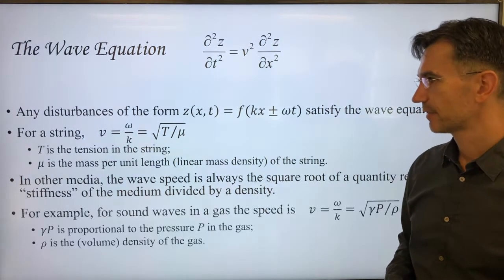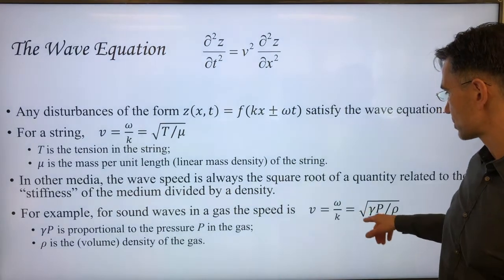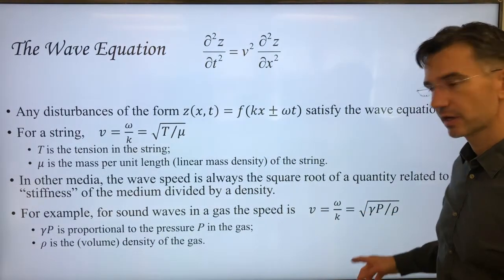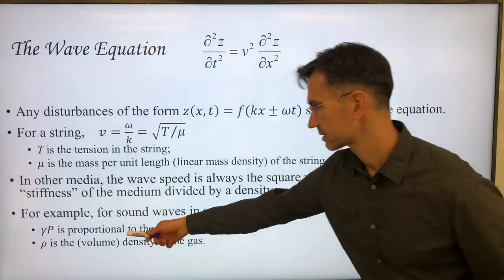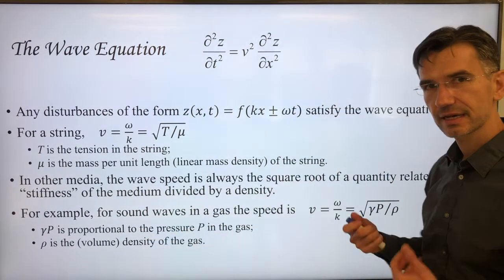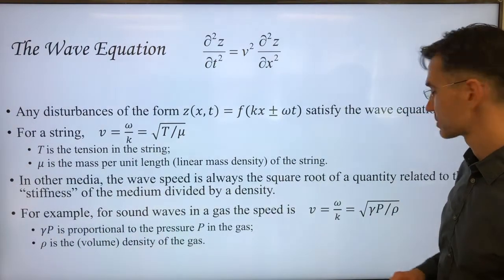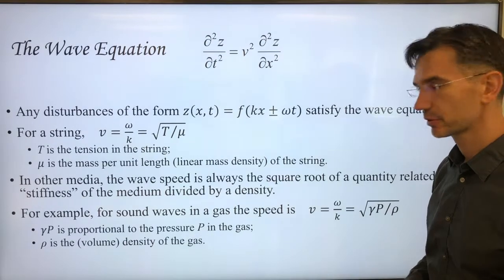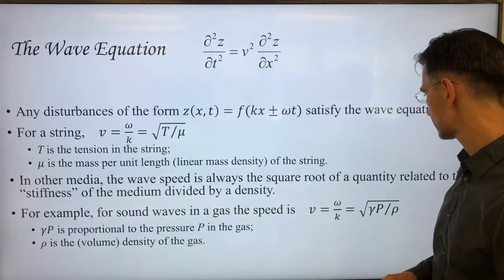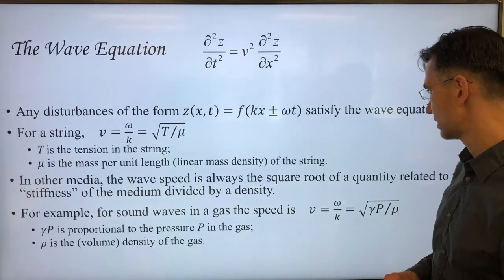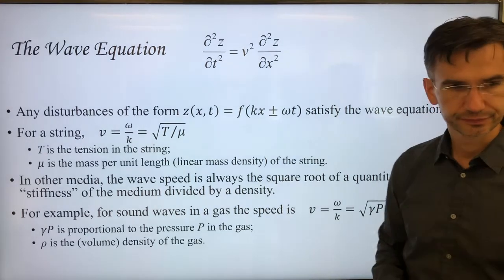For example, if you have gas, the wave speed, again omega over k, is going to be equal to the square root of gamma times the pressure over the density. So it's proportional to the square root of the pressure in the gas. The higher the pressure, the faster the wave. And it's inversely proportional to the square root of the volume density of the gas. So the lower the density of the gas is, again, the faster the wave.